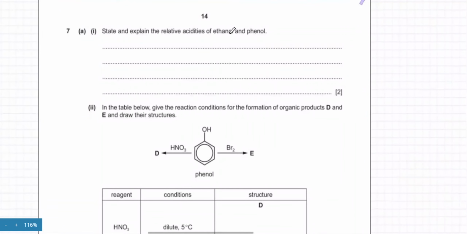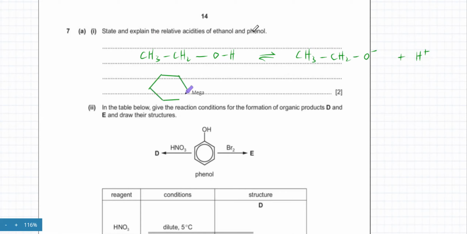As the next part, we're just going to do this one. Next question: state and explain the relative acidities of ethanol and phenol. So relative acidities. Both of them have an OH group. You have ethanol, which is CH3CH2OH. It dissociates and produces an H+ ion. And you have phenol. Phenol does the same. So you have a benzene with its electron cloud, and there is an OH.